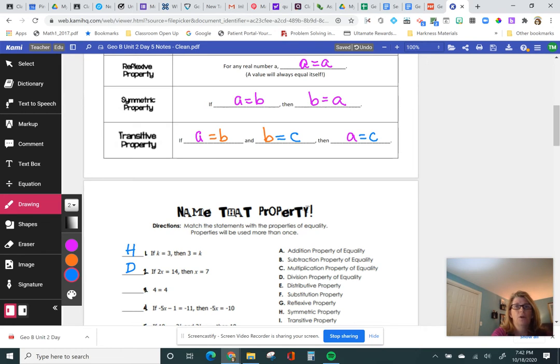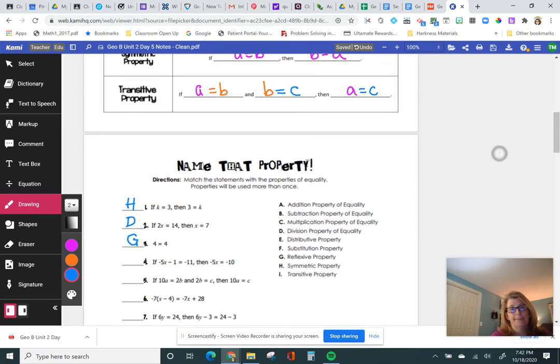4 equals 4. Well, that's that reflexive property. It seems like a no-brainer, like we shouldn't have to say these kinds of things, but when we're doing proofs, we sometimes do. It is what it is. If negative 5x minus 1 equals negative 11, then negative 5x equals negative 10. Well, how did I get from here to here? It looks like they added 1 to both sides. So that would be the addition property of equality.